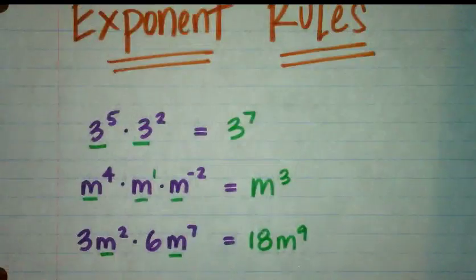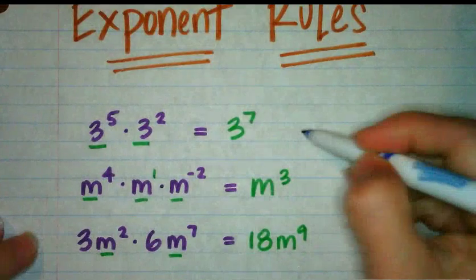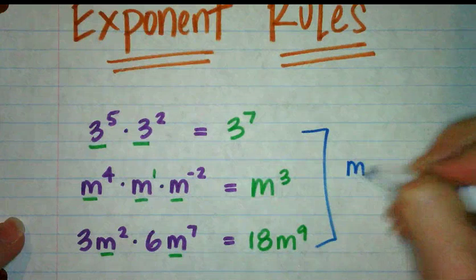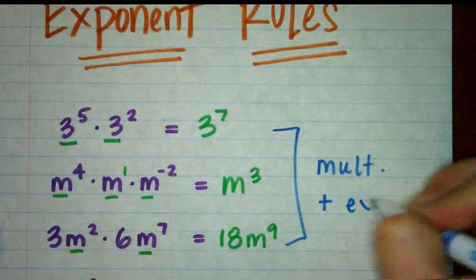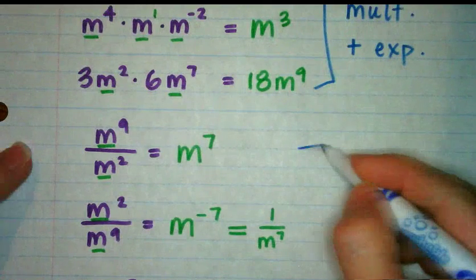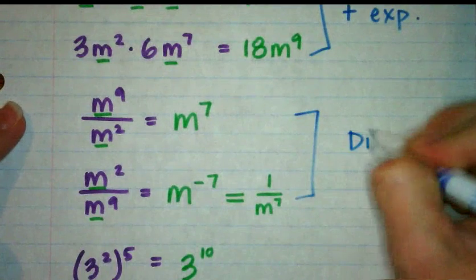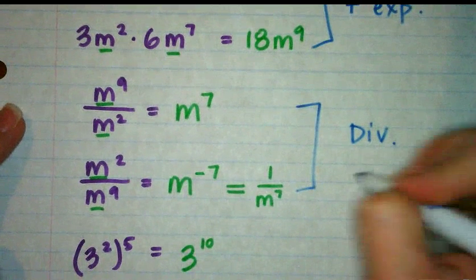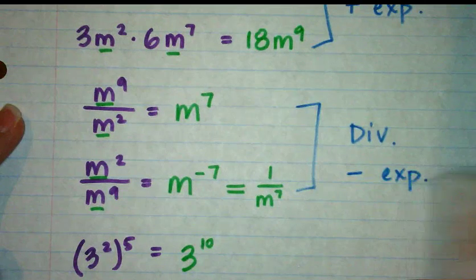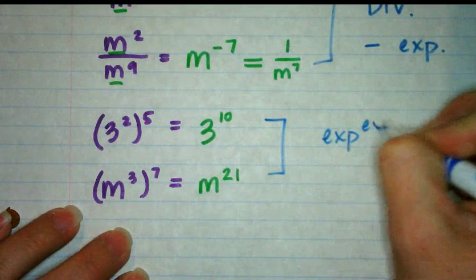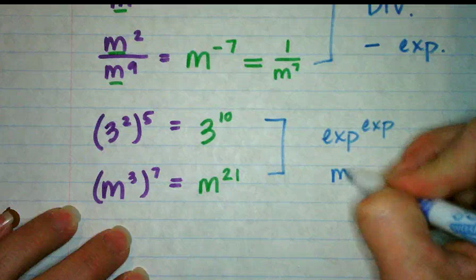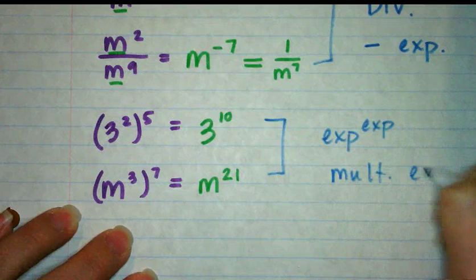So just to review, when we multiply exponents, you add the exponents together if the base is the same. When we divide with exponents, which is what we were doing here, if the base is the same, you're going to subtract the exponents. And if your exponent has an exponent, you're going to multiply the exponents.